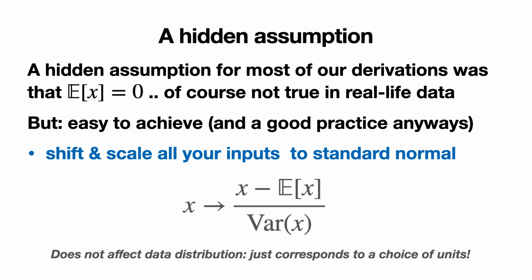And then this will give you a distribution of inputs that is basically nicely centered at 0 and has the right variance. This really doesn't affect the data distributions themselves. It's just a uniform scaling and shift. And so this is more or less the same thing as a choice of units.